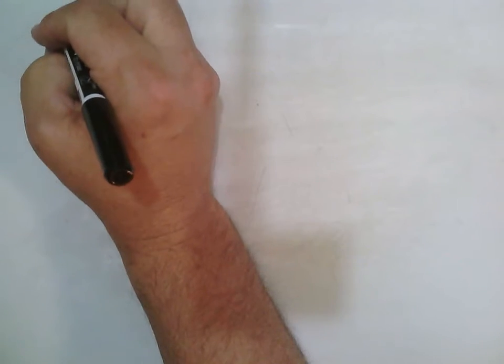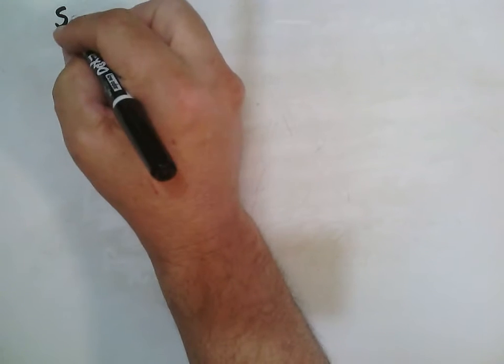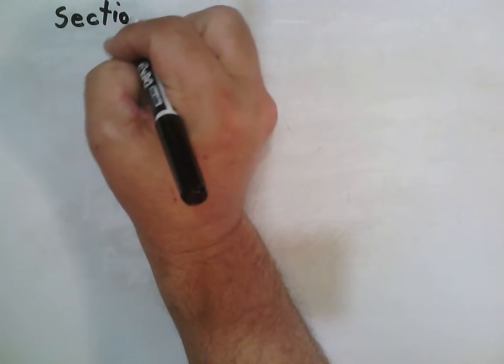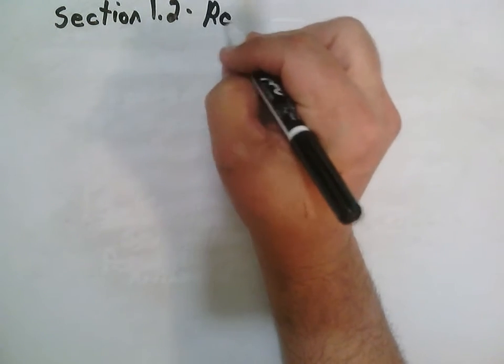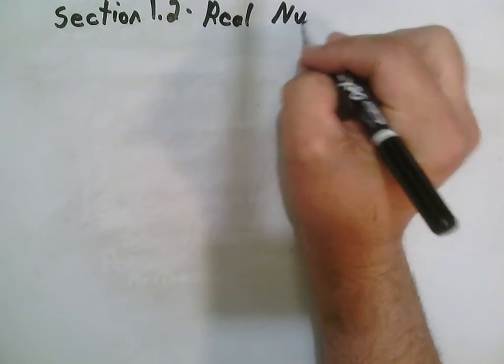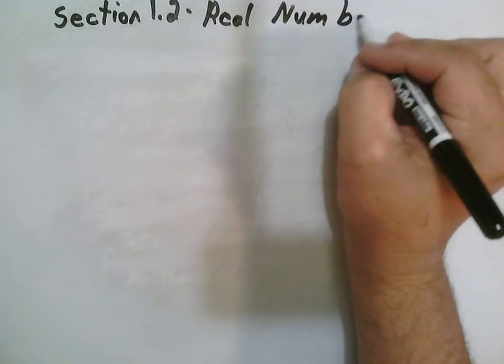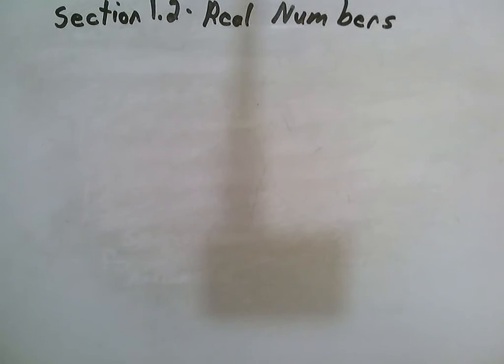Good morning again. Our next section is going to be section 1.2. And section 1.2 goes over real numbers. And there are many kinds of numbers, but the ones that we're going to be focusing on are real numbers. There are also imaginary numbers. We're not going to focus on imaginary numbers at all. We're just going to concentrate on real numbers.